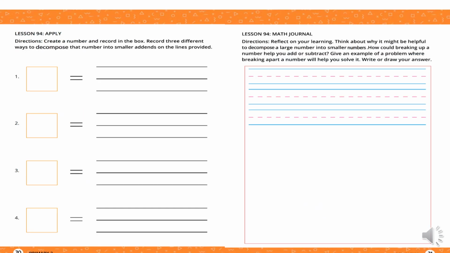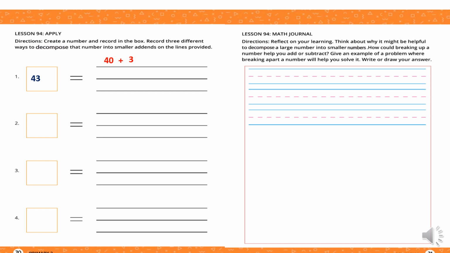Lesson 94, the apply part. Here I will give you some numbers like 43, and you will record 3 different ways to decompose that number into smaller addends on the lines provided. First, we will decompose 43 into 40 plus 3.